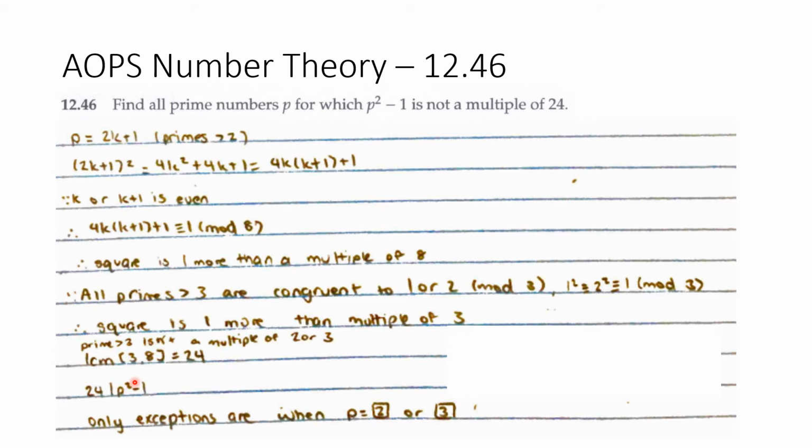So 24 divides p squared minus 1. So the only exceptions are when p is equal to 2 or p is equal to 3, because that's the only way this wouldn't work.